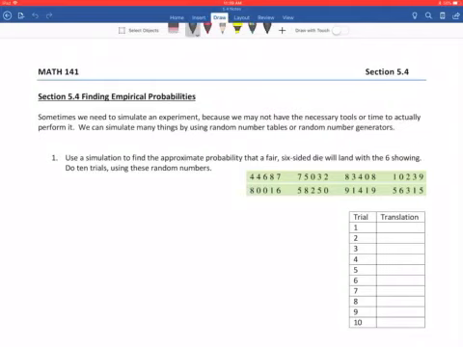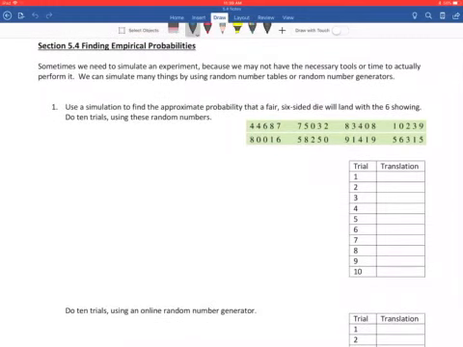Okay, first we're going to use a random number table, which has been provided for us, to approximate the probability that a fair six-sided die will land with a 6 showing. We're going to do 10 trials. How you use a random number table is you start at the beginning and move your way down it, and as you come to the numbers that make sense in your context, you use those numbers. If it's a number that doesn't make sense in your context, you just skip it. So if we're rolling a 6-sided die, the only numbers that make sense are 1, 2, 3, 4, 5, and 6. Any other numbers I'm just going to skip.